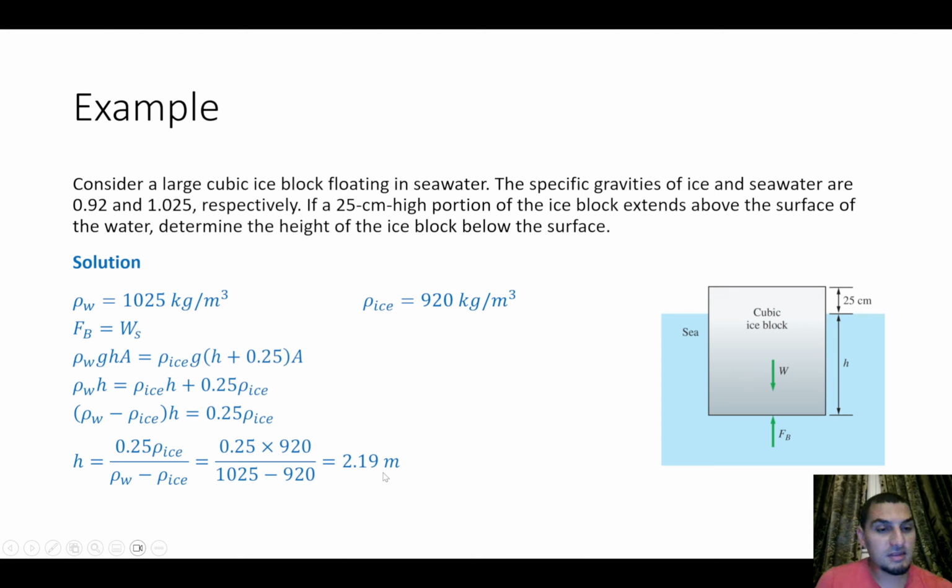And this is a very good thing to know, that an iceberg or an ice block that has only 25 centimeters floating on the surface has almost 5 times this height sinking under the water surface. So this is why we say the sentence of the tip of the iceberg.